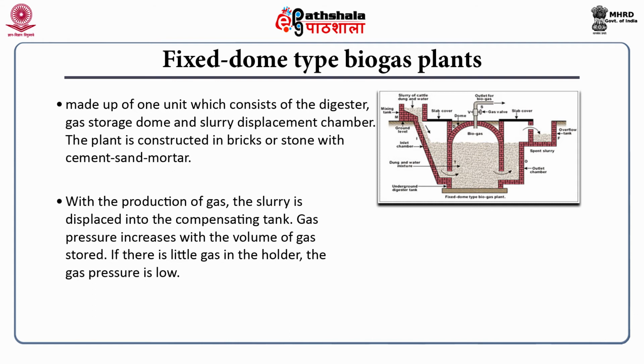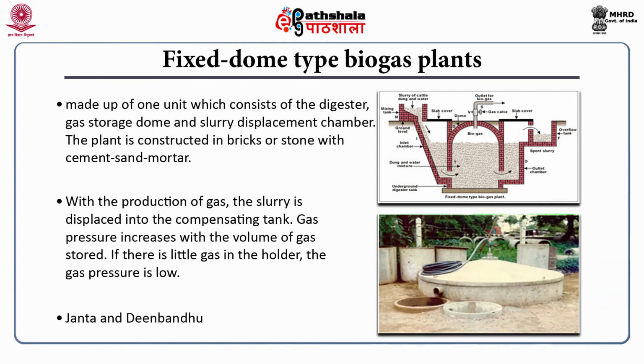The gas pressure increases with the volume of gas stored. If there is little gas in the holder, the gas pressure is low. The approved models under this category are Janta type and the Deenbandhu model. The Janta plant is cylindrical. The digester and gas storage is cylindrical in shape and topped by a dome.